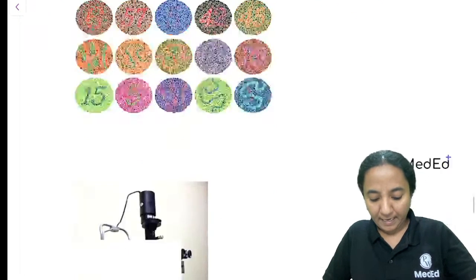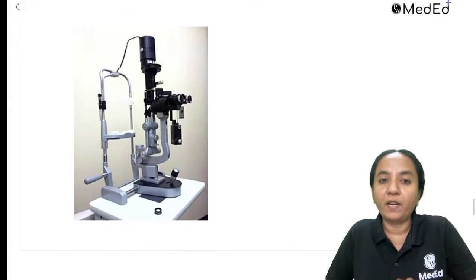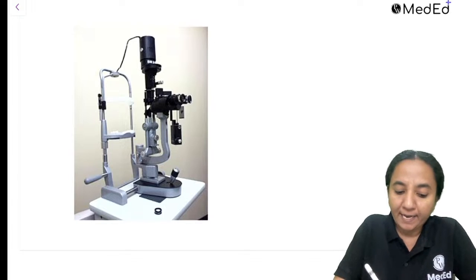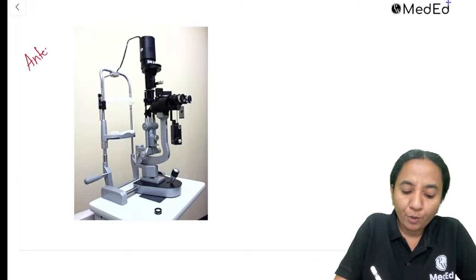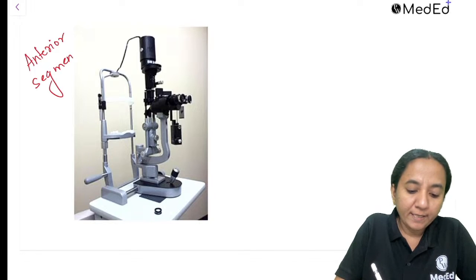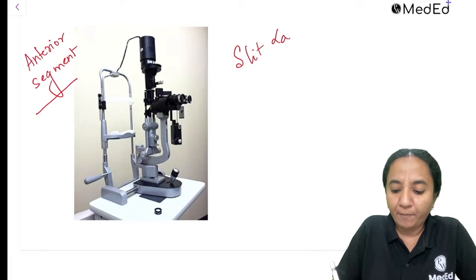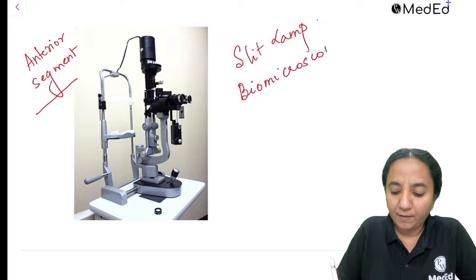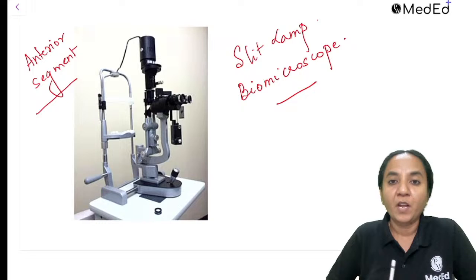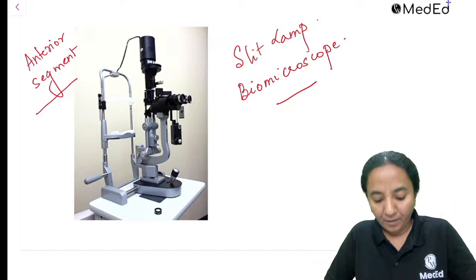Okay. Next. What is the name of this instrument? The most basic instrument for evaluation of the anterior segment of the eye. This is used for evaluation of the anterior segment of the eye. And what is the name of this instrument? This is called your slit lamp biomicroscope, and this is used for evaluation of the anterior segment. So evaluation of the anterior segment is done with the slit lamp biomicroscope.